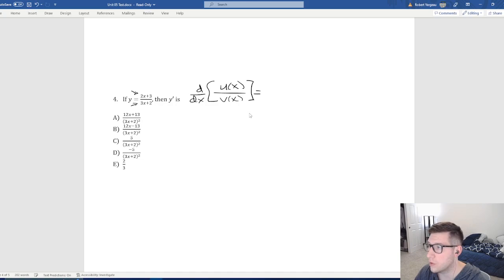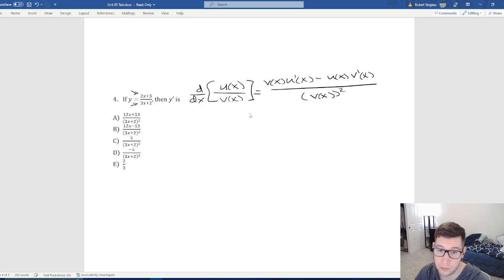And so this is going to be equal to v of x u prime of x minus u of x v prime of x, all over v of x squared. Again, this is sort of like the biggest, potentially messiest one, just because there's a lot of moving parts going on in here. And so, as we do with product rule and as we even did with chain rule, I need to be really specific about what is what here.